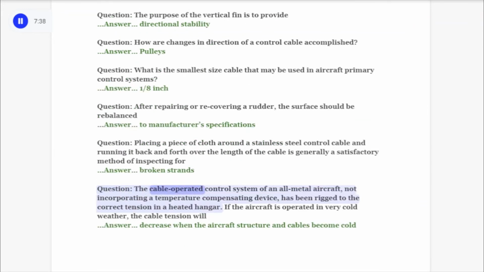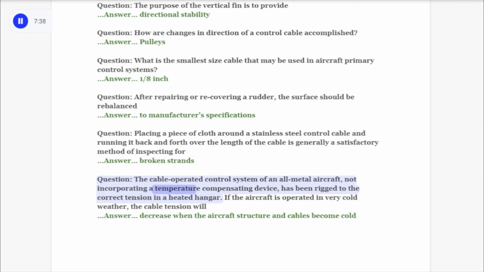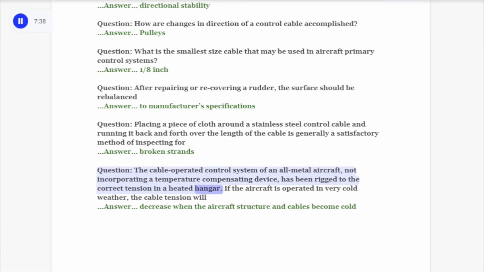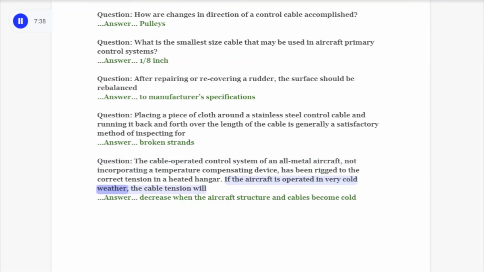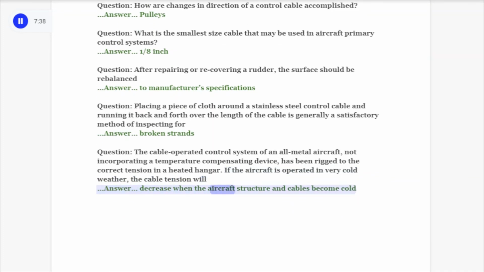Question: the cable-operated control system of an all-metal aircraft, not incorporating a temperature-compensating device, has been rigged to the correct tension in a heated hangar. If the aircraft is operated in very cold weather, the cable tension will. Answer: decrease when the aircraft structure and cables become cold.